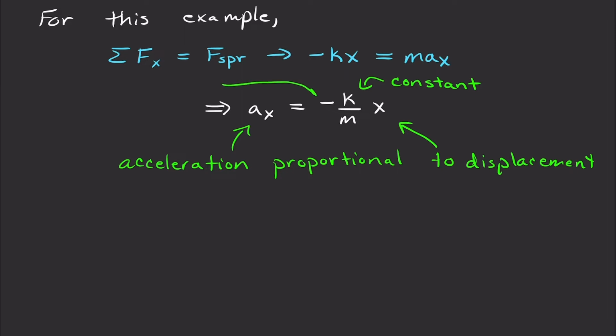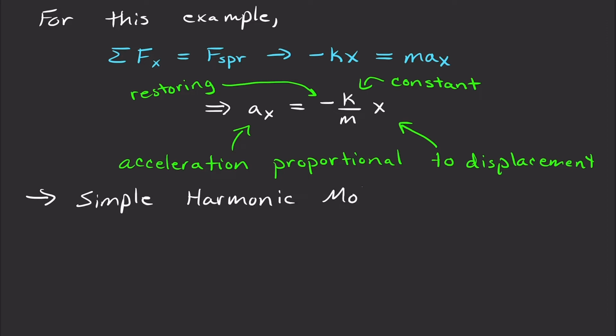And then this minus sign out front, this just tells you that it's a restoring force. So if you have a positive displacement, or you're to the right, your acceleration or spring force will be to the left. And vice versa, if you're to the left and have a negative displacement from equilibrium, then your acceleration and spring force will be to the right. So the minus sign just tells you you'll go in the opposite direction towards equilibrium. So this we will define to be simple harmonic motion.